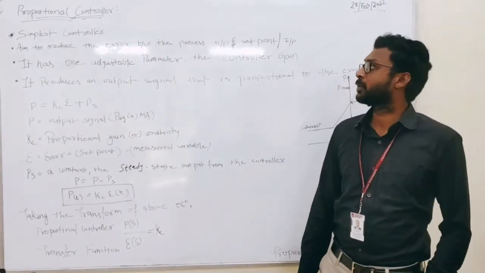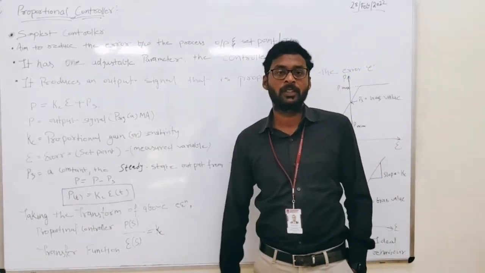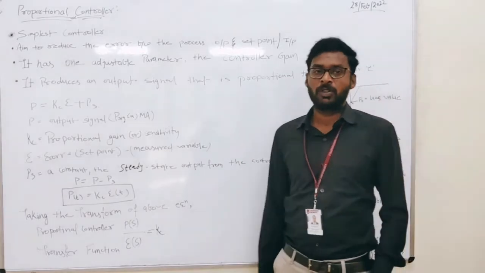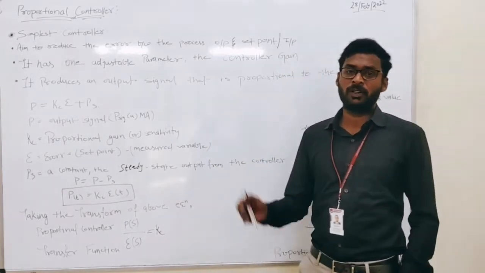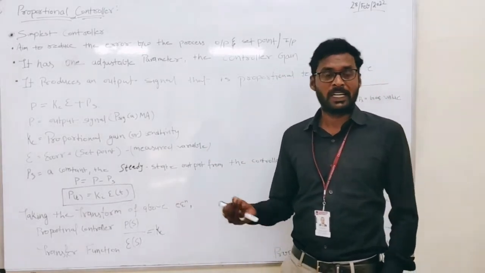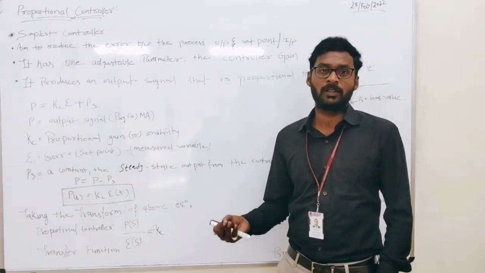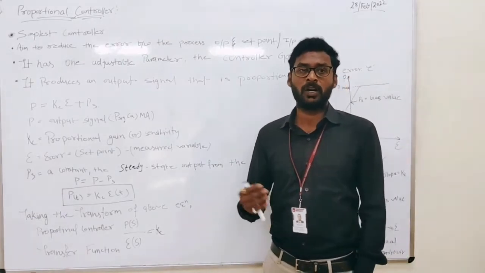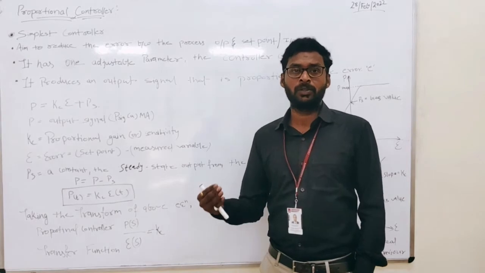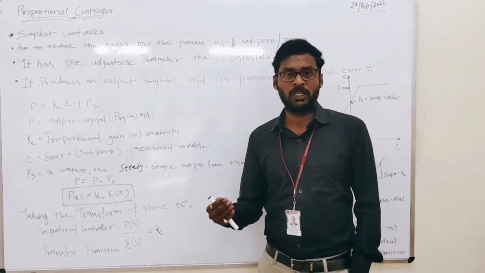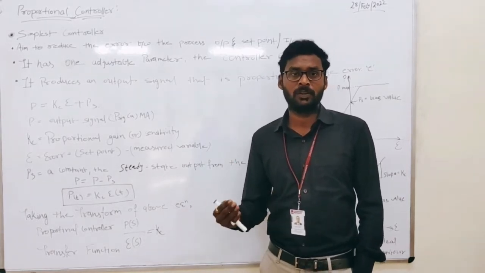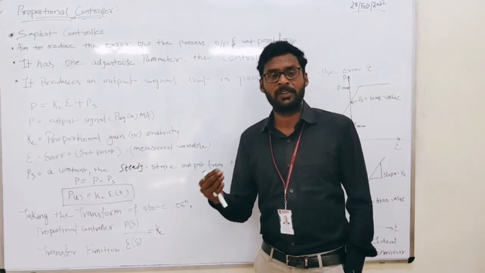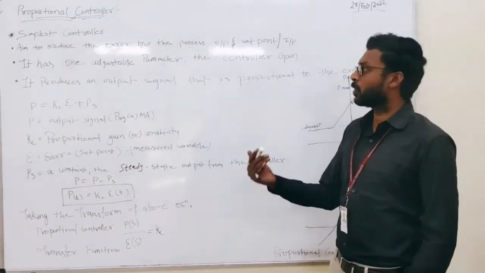Today we are going to discuss different types of controllers in a control system. First of all, there are different types of controllers like the proportional controller, derivative controller, and integral controller, and we can use them according to our requirement. Either we can use the proportional integral controller, the proportional derivative controller, or the proportional integral derivative controller. We will discuss them one by one now.